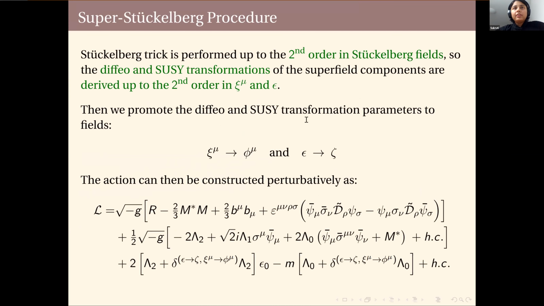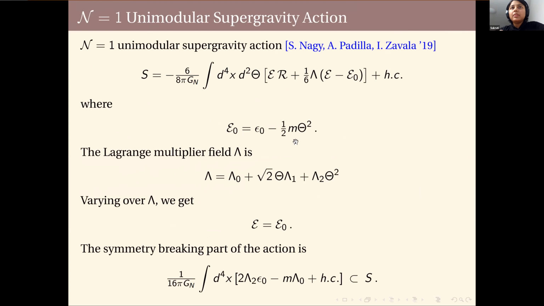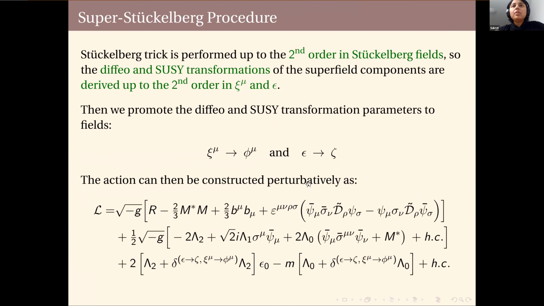Okay, so here, as I've seen, there are these terms which are breaking both the diffeo and supersymmetry invariance of the action, and I want to restore them. So I perform the Stückelberg procedure, and the Stückelberg transformations that we use are only up to the second order in the Stückelberg fields because we are using infinitesimal transformations, and so we have to stop at a certain order. Now, the xi mu is the diffeo parameter, and it is promoted to the field phi mu. And epsilon is the supersymmetry parameter, which is promoted to the field zeta.